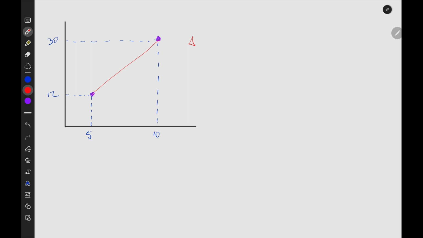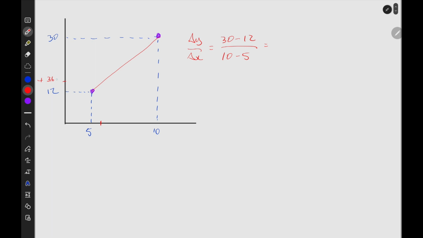So we say the delta y over delta x, and in this case that would be 30 minus 12 over 10 minus 5. And what that gives us is whatever that number is, which I'll work out just so we know: 18 over 5, or 3.6. So that means when x goes from 5 to 6, that increases by 1, it means y increases by 3.6. So it's 3.6 more. So that point there is 15.6.